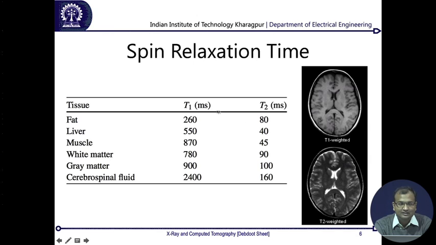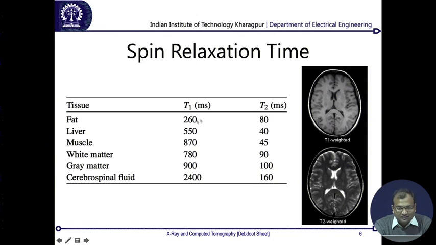With fat, generally you would see that the T1 relaxation time, the time it takes to reach half of its maximum value, is about 260 milliseconds. Whereas for T2, the time to come down to half of its maximum value is 80 milliseconds. Going down from this one, you would see that the highest values are for cerebrospinal fluid. Another interesting fact is that if your T1 increases, it does not always mean your T2 also increases. Just look at liver: its T1 is higher than fat, whereas its T2 is lower than fat. Look at muscle: its T1 is higher than liver, whereas its T2, although higher than liver, is not higher than fat.